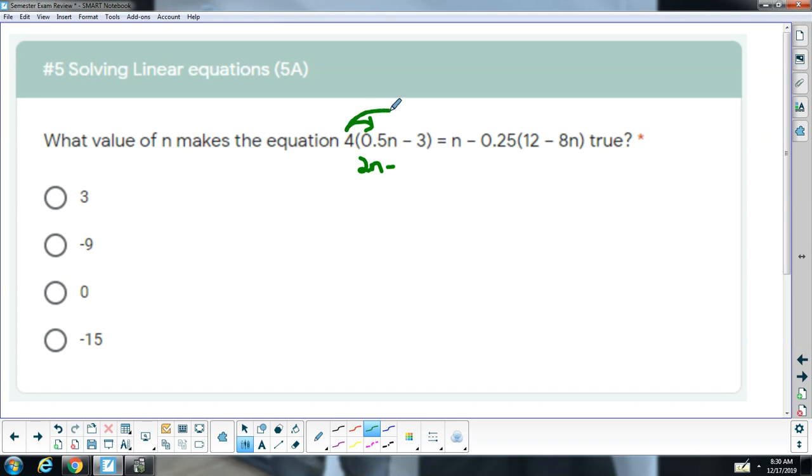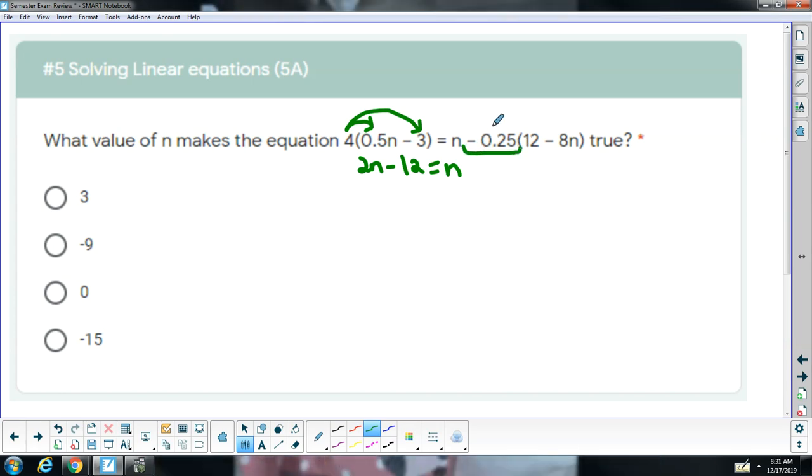Minus, and then 4 times 3. Again, if you need to use your calculator, go ahead. That gives me 12 equals. Then again, I have parentheses over here, so I need to get rid of those parentheses. On this side, I'm not just distributing that 0.25, I'm also distributing the negative in front of it. So negative 0.25 times 12, again, if you need to use your calculator, go ahead. It'll give you -3.